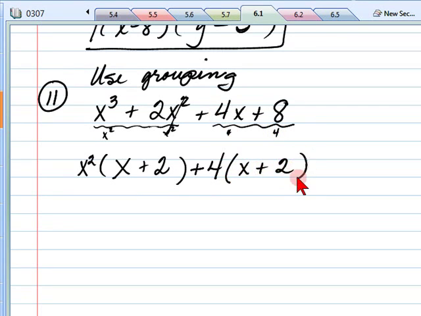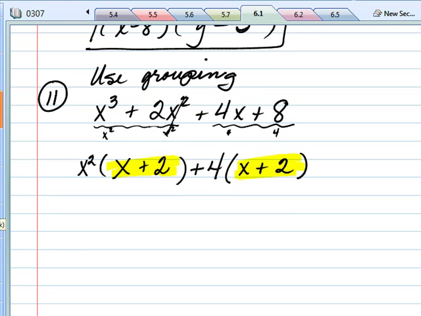X plus 2. Now, the problems are rigged. It will work out. So if you're doing it right, those will always turn out to be the same. If they don't, you made a mistake, because I know the problems are all rigged.